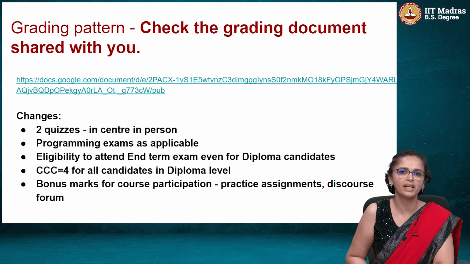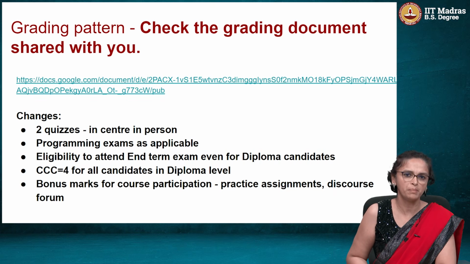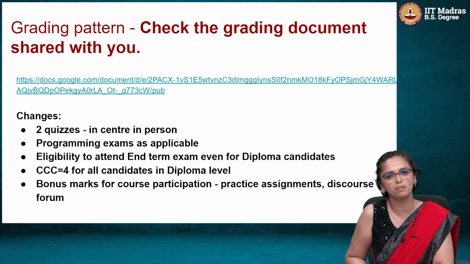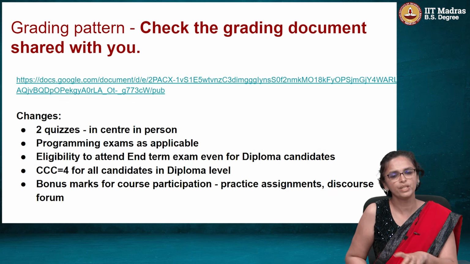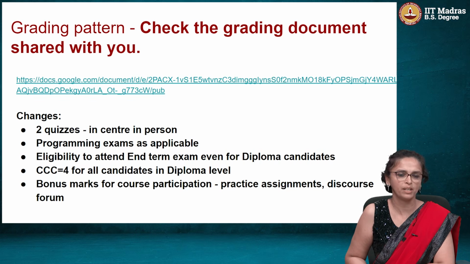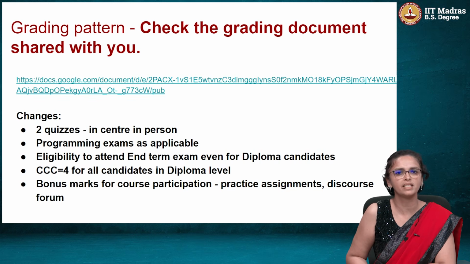For some of them, we have something called NPPEs, non-proctored programming exams, which are more like practice assignments we give you, but they also form a bonus component that you can get as part of the course. So, you might want to see which all components have what weightages, what is a bonus that you can get by doing what activities, so that your grades are much better in the courses of the diploma level.